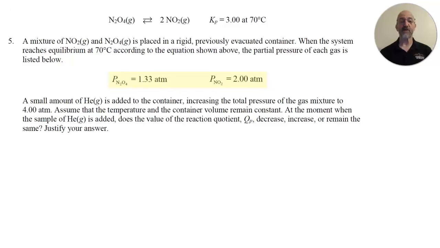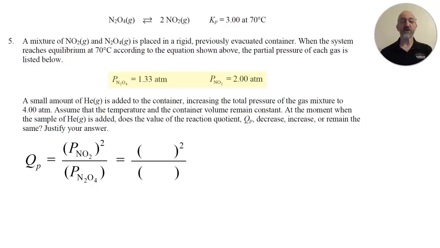Now, I will write the expression for the reaction quotient Q, and this would be a QP as opposed to a QC, that is, P for pressure as opposed to C for concentration. So instead of writing brackets to indicate the concentration of each substance, I've written the capital P to indicate the partial pressure of each substance. So it would be the partial pressure of NO2 squared, because of that coefficient of 2 in the balanced equation, divided by the partial pressure of N2O4.